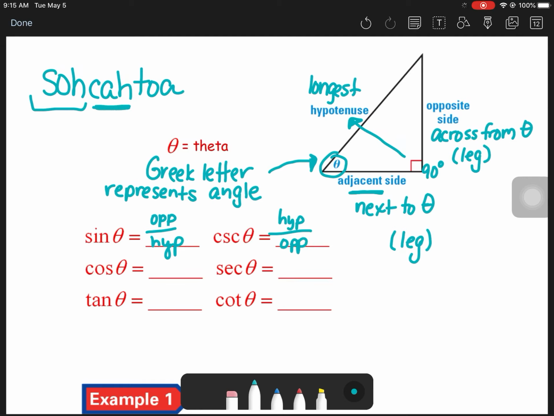Cosine, CAH, is the adjacent side over the hypotenuse. And the secant is simply the reciprocal. And then tangent, TOA, is opposite over adjacent. And cotangent is going to be the reciprocal, adjacent over opposite.